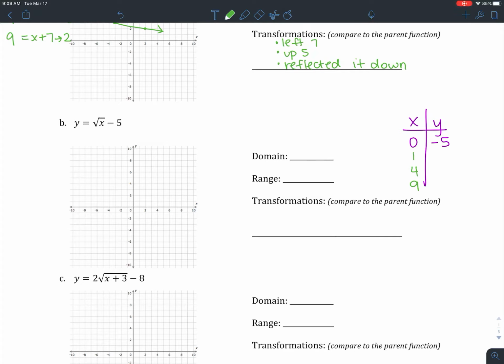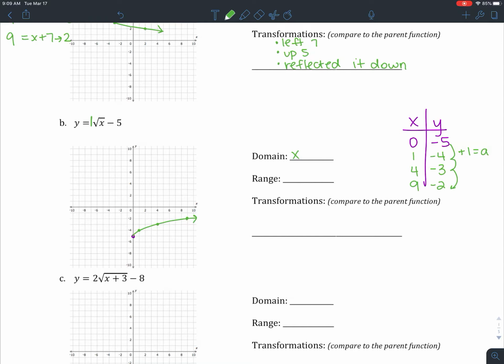Okay, a value here is 1. So to get the next, I'm just going to add 1 because that's what a is. So -5 plus 1 is -4, plus 1 again, -3, plus 1 again is -2. All right, starting point, we go 0, -5. And then we have 1, -4, 4, -3, 9, -2, arrow on the other side of the starting point.